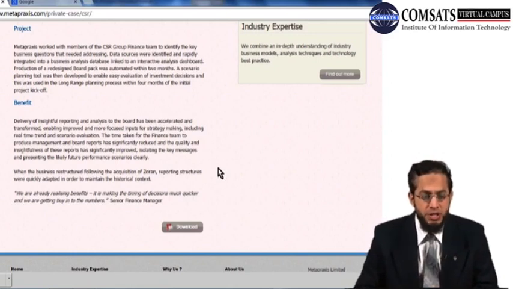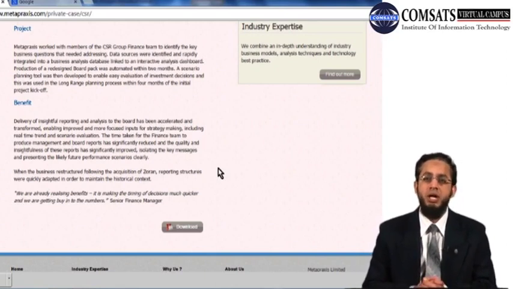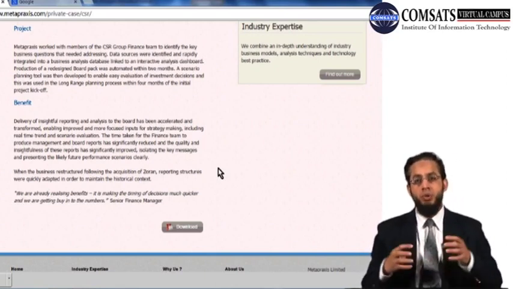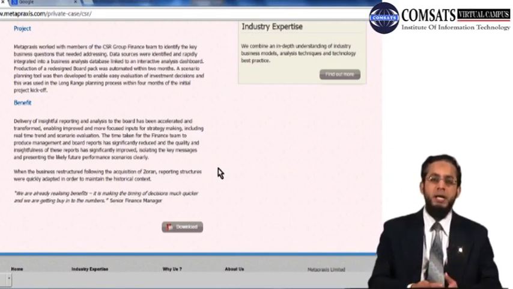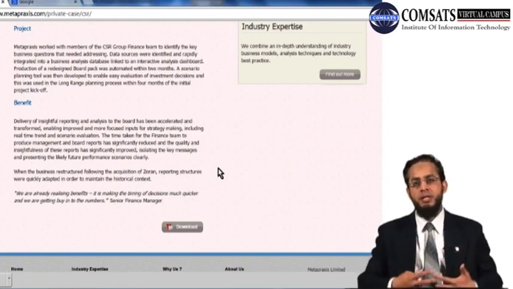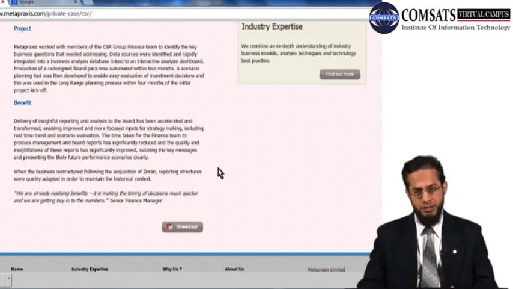When the business restructured following the acquisition of Zoran, उन्होंने एक small company को खरीदा, उसका नाम है Zoran. Reporting structures were quickly adapted in order to maintain the historical context. And as a result, उन्होंने क्या किया? जो उस company के जो procedures थे, उन्होंने उसको भी जो है अपने adjustment के साथ incorporate कर लिया, so that they also become part of their existing process.